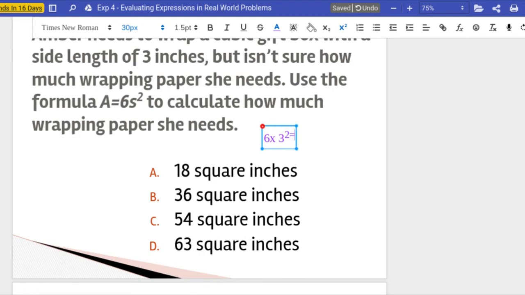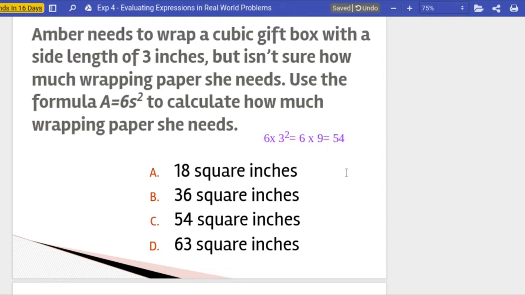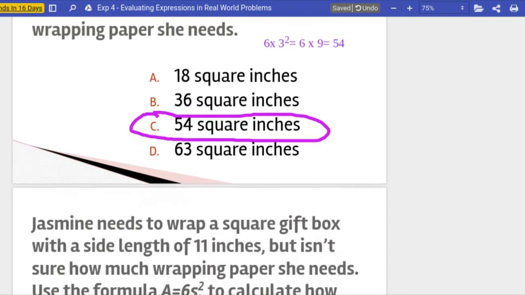So 3 to the second power is 9. So I would have 6 times 9, which equals 54. Okay, so it looks like Amber will need 54 square inches of wrapping paper to cover her box.